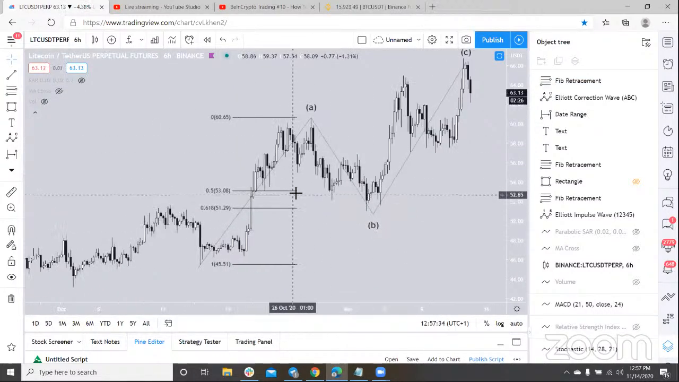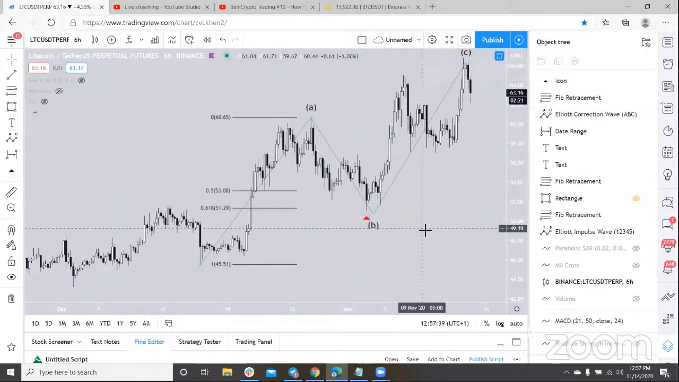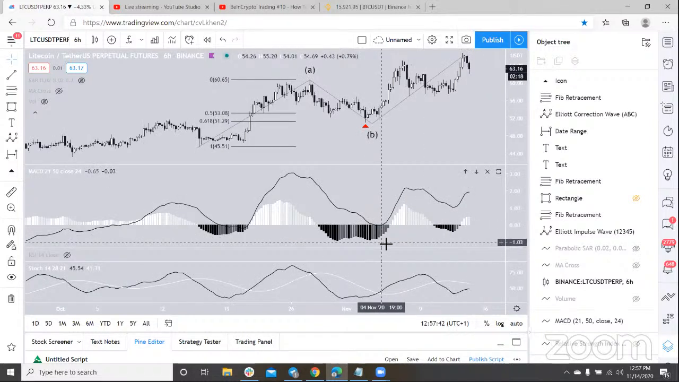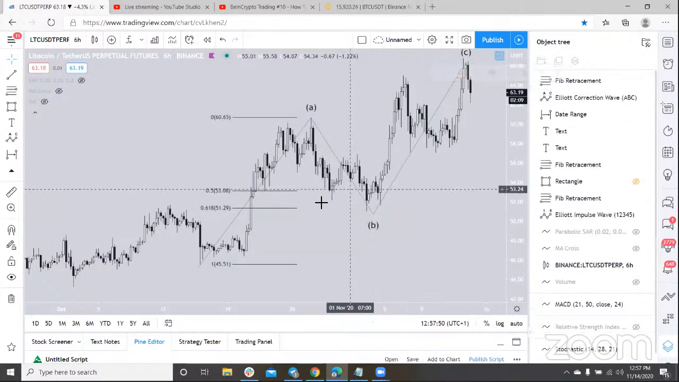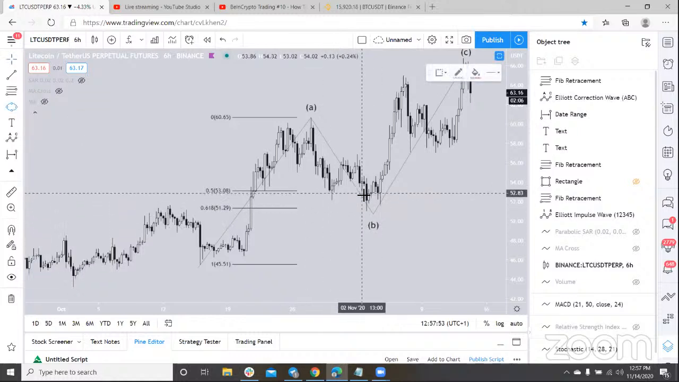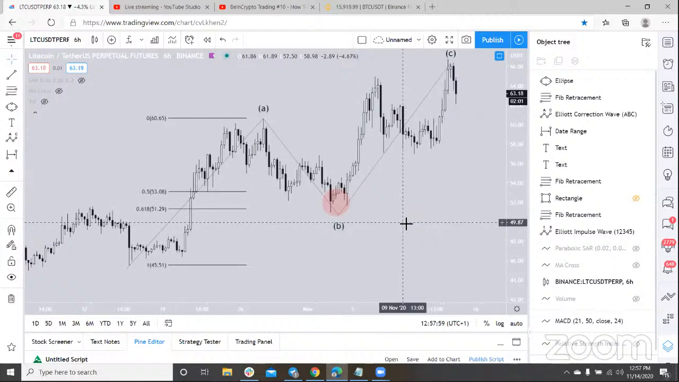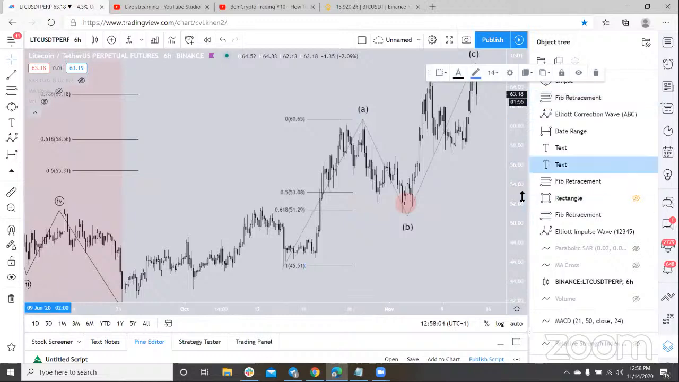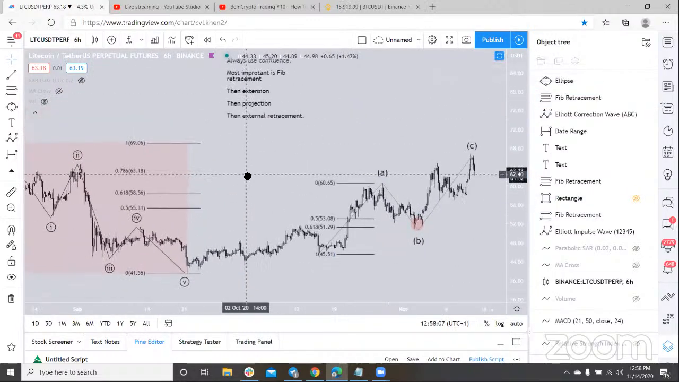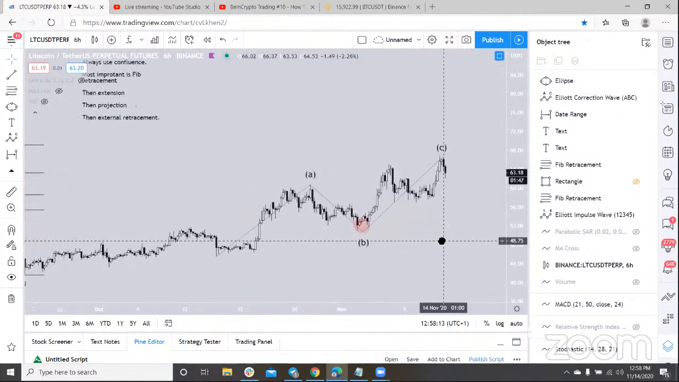What I do is I use a fib retracement, so it bounced perfectly off the 618. I could wait, and here would be my entry somewhere. Now, if I entered here, it's at the 618. What would my take profits be? If I'm entering here, now I said that the most important is the retracement. So this, then the extension, then the projection, and then the external retracement.